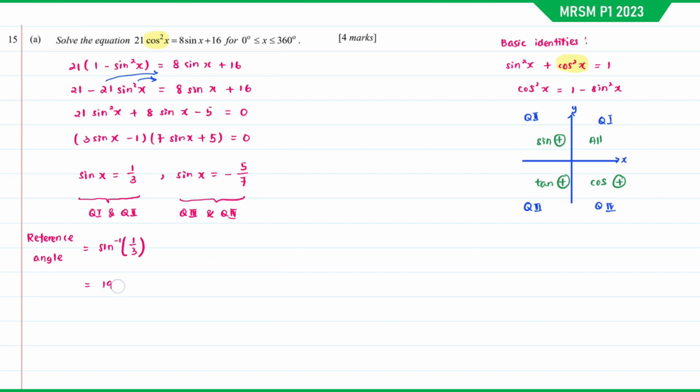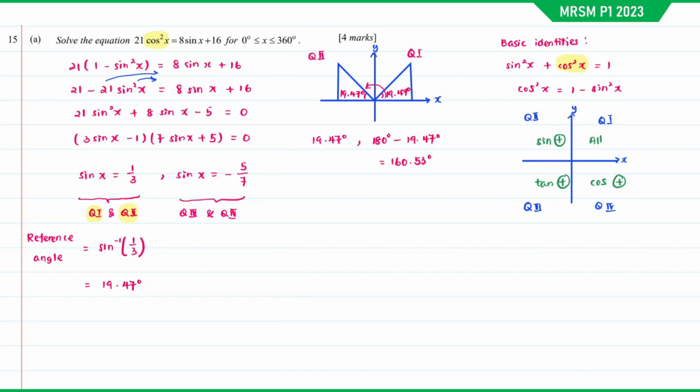This is equal to 19.47. As the answer lies on quadrant 1 and quadrant 2, the reference angle here is 19.47. So the answer for quadrant 1 will just be 19.47 degrees. And for the angle in the second quadrant, it will be 180 degrees minus 19.47, which is equal to 160.53.